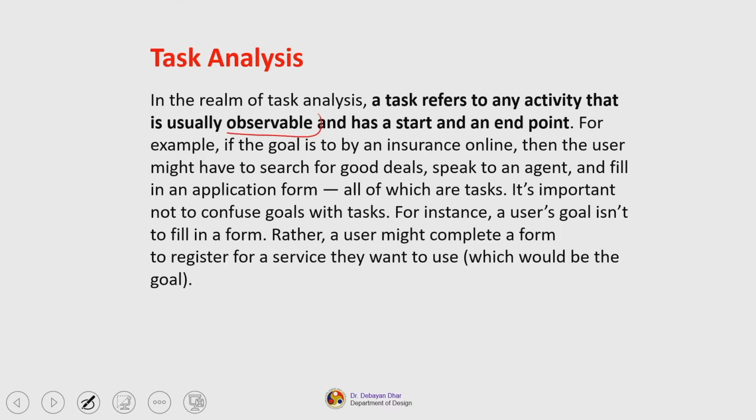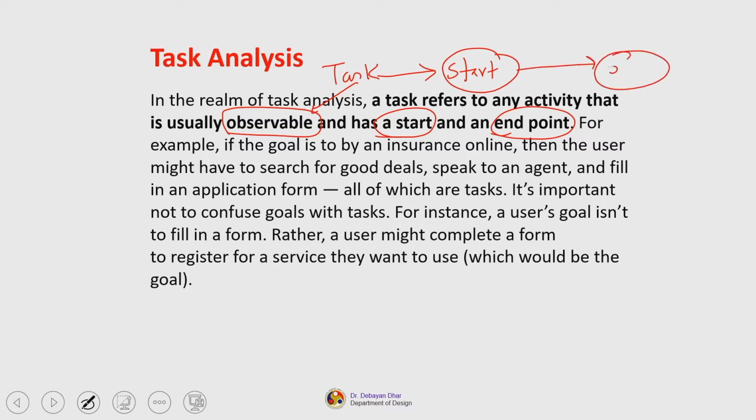So, what is a task? A task means something that you can observe. So, it needs to be observable, and similarly, it needs to have a start point and an end point. So, this task has characteristics like it will start somewhere and then it will end somewhere, right. These are the essential criteria or the characteristics that define a task.